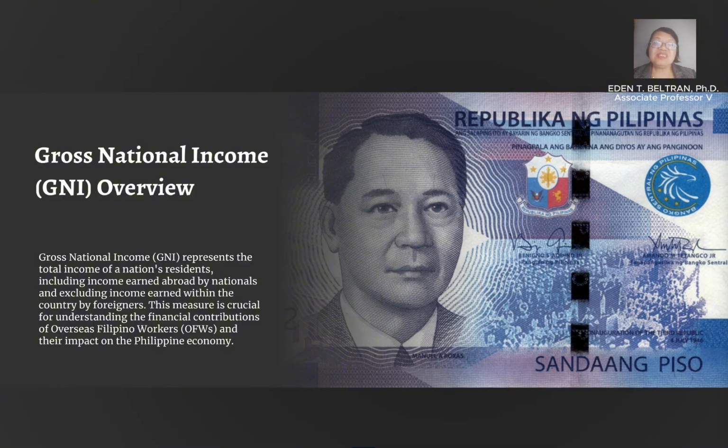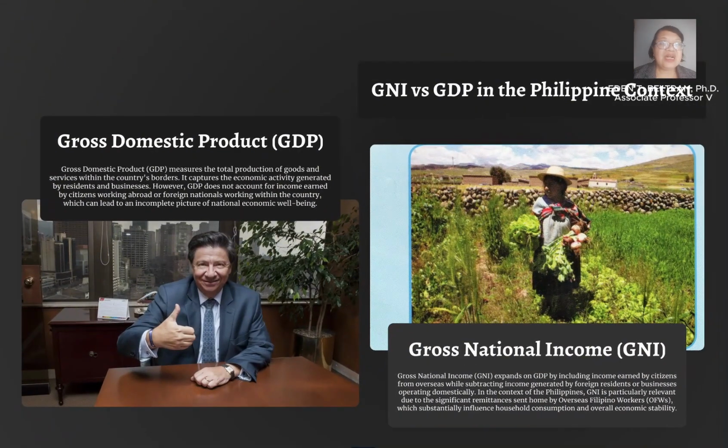So, this is very crucial. How do we look at a GDP? It should also reflect this, because it will not be complete to just say that we have so much of those incomes earned within the country, because there are many Filipinos working abroad, and at the same time there are also many foreigners working within our country.